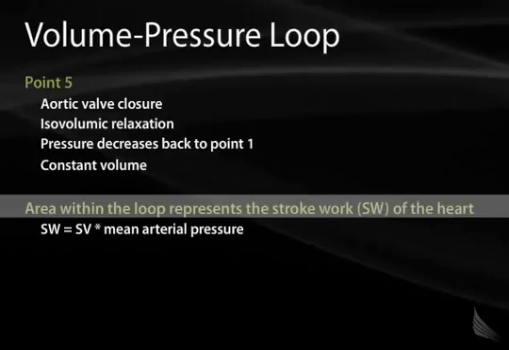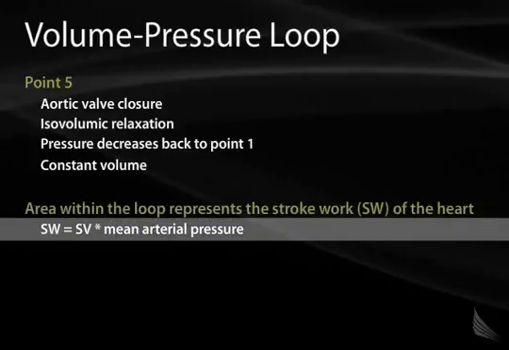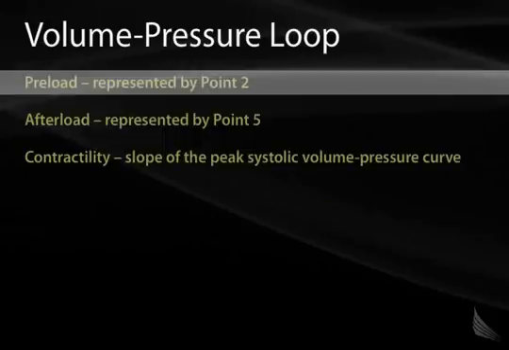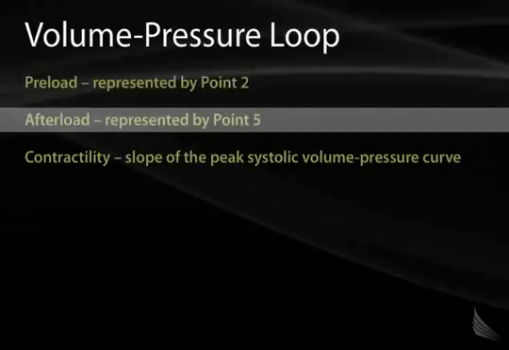From a volume pressure loop, you're also able to calculate stroke work, which is your stroke volume times the mean arterial pressure. Preload is generally represented by point 2. Afterload is generally represented by point 5.